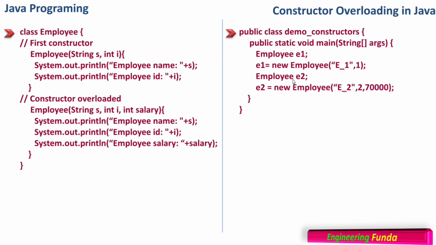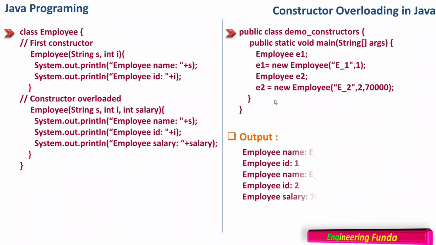Then we have the second object of the employee class, E2, equal to new employee, with E_2, 2 and 70,000. So there are three arguments here: string, integer, integer. It gets mapped here, so it will call this constructor and print three print statements. So when we write all this in one Java program, compile it and execute it, what we expect is two print statements from this and three from this. Let us see what the output is.